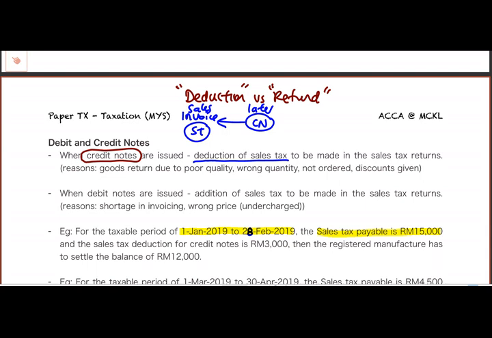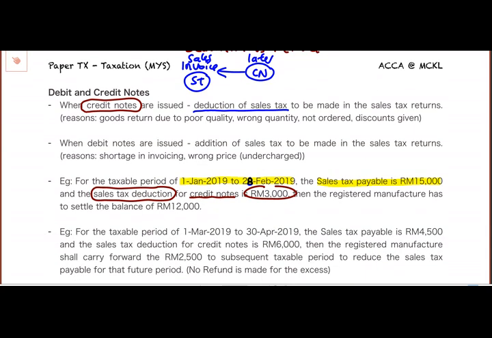Now, but let's say for that same period, you also issue a credit note. And that credit note comes with a sales tax deduction of 3,000. That means the value is not 3,000. If the sales tax is 10%, that means the value is 30,000, 10%. The sales tax deduction is 3,000. So if the credit note gives you a deduction of 3,000, when you make payment to custom, you only pay 12K. You just pay the balance, you net it off. You understand? You net out the 12K.